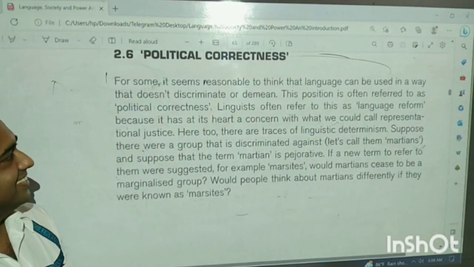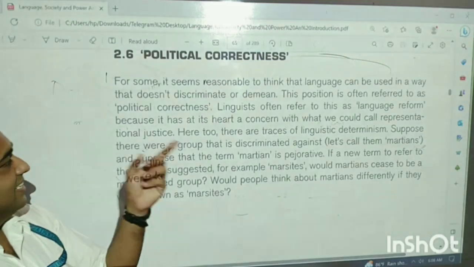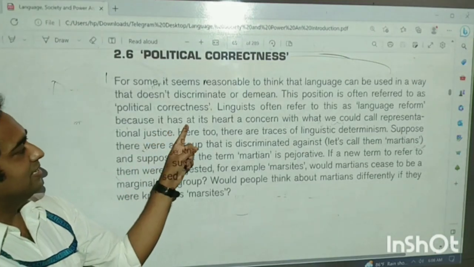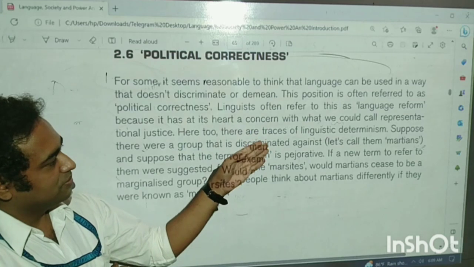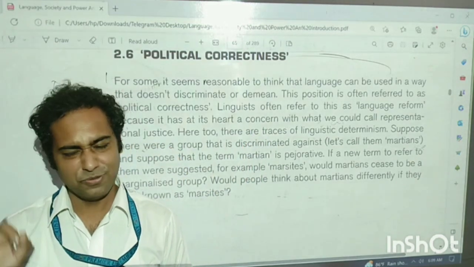This position is often referred to as political correctness. Linguists often refer to this as language reform because it has at its heart a concern with what we could call representational justice. So, a very interesting thing.